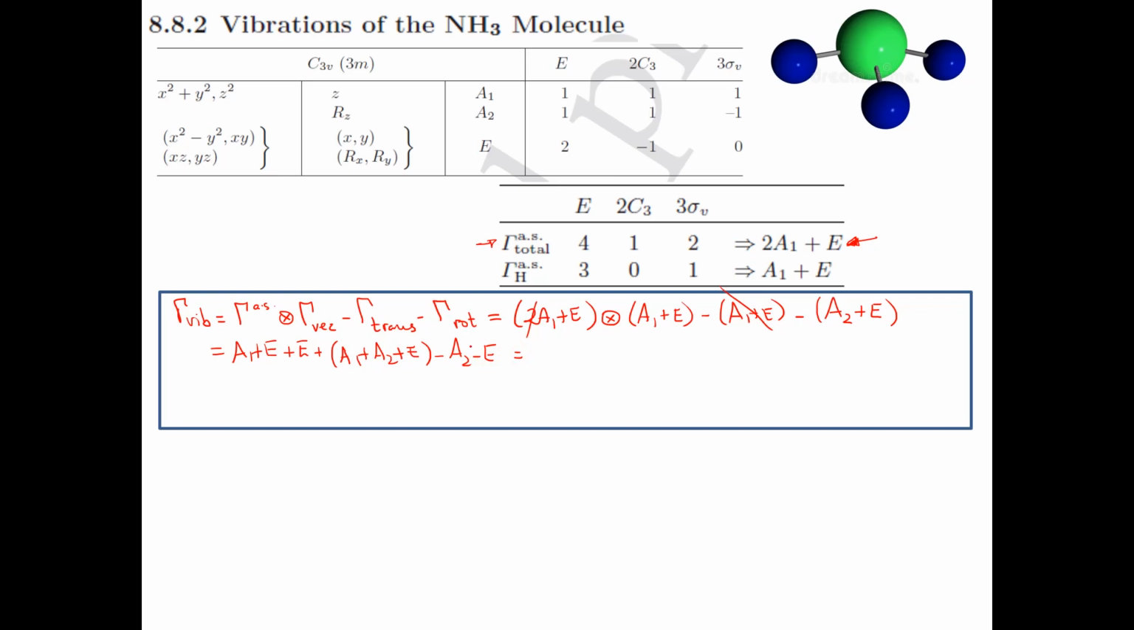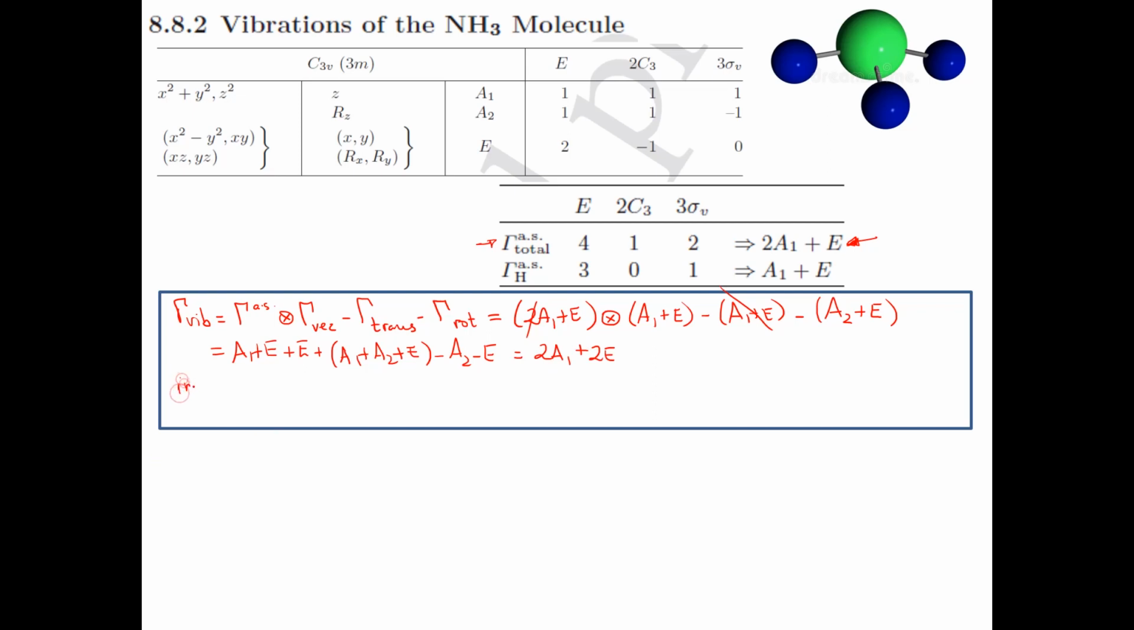So, in the end, you have 2A1 plus 2E. You have two non-degenerate frequencies and two double degenerate or two-fold degenerate frequencies for the ammonia molecule. All right, so let's check the infrared and Raman activity.